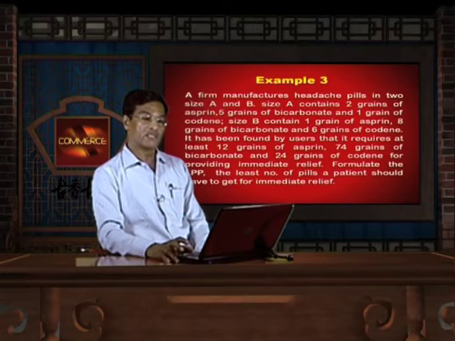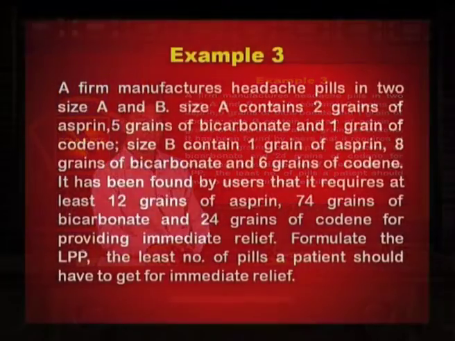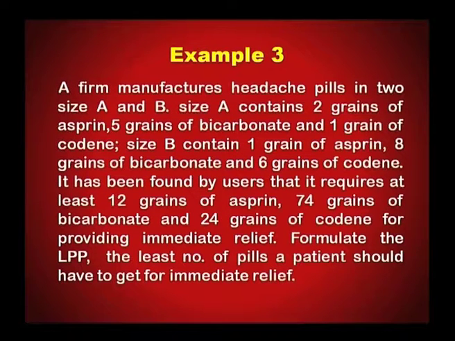Now, we discuss the third example. A firm manufactures headache pills in two sizes, A and B. Size A contains 2 grains of aspirin, 5 grains of bicarbonate and 1 grain of codeine. Size B contains 1 gram of aspirin, 8 grains of bicarbonate and 6 grains of codeine.